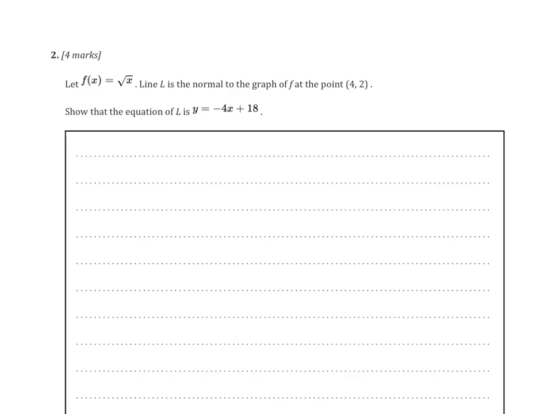So we know f of x is the square root of x. It tells us L is the line that is the normal to the graph at 0.42. One of the great things about this, we know we're trying to find a point and a slope.